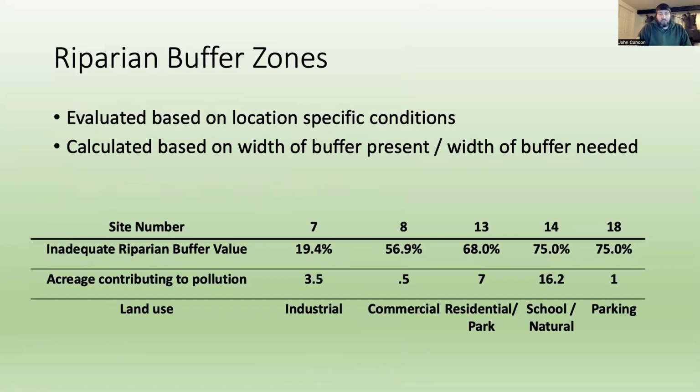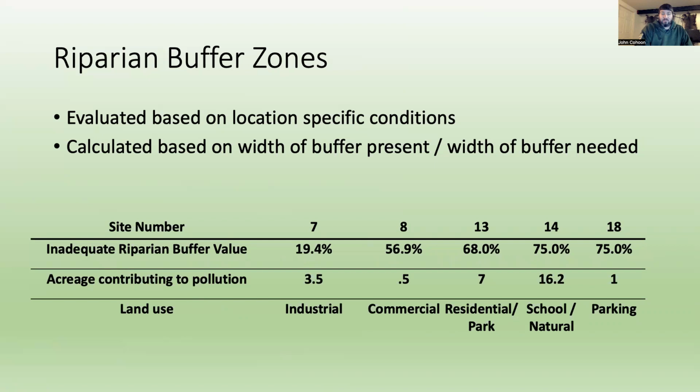So riparian buffer zones, for the most part, were generally intact. We had, like you can see here, 5 sites where they were not sufficient based on our analysis. This inadequate riparian buffer value is the percentage of the riparian buffer that was present at that site. So at site number 7, we had about 20% of the buffer that we needed, whereas at sites 14 and 18, we had about 3/4 of the buffer that was needed.